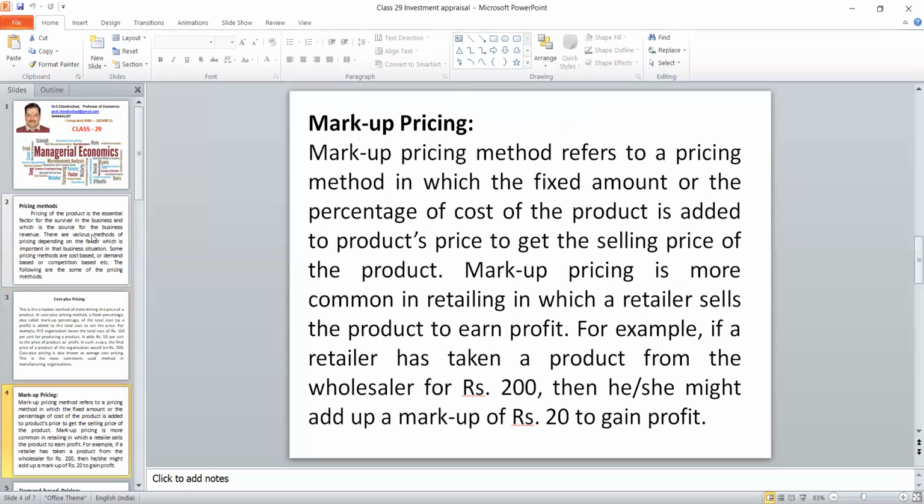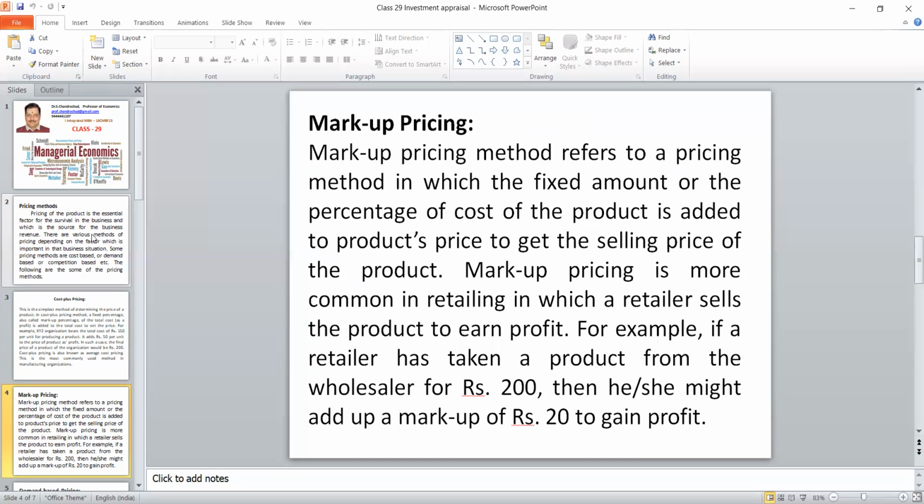The second one is similar to cost plus pricing, but it is also cost based. We call it markup pricing. This markup pricing method refers to a pricing method in which a fixed amount or a percentage of the cost of the product will be added to the product price in order to get the selling price. Markup pricing is more common in retailing, in which the retailers sell the product to earn a profit.